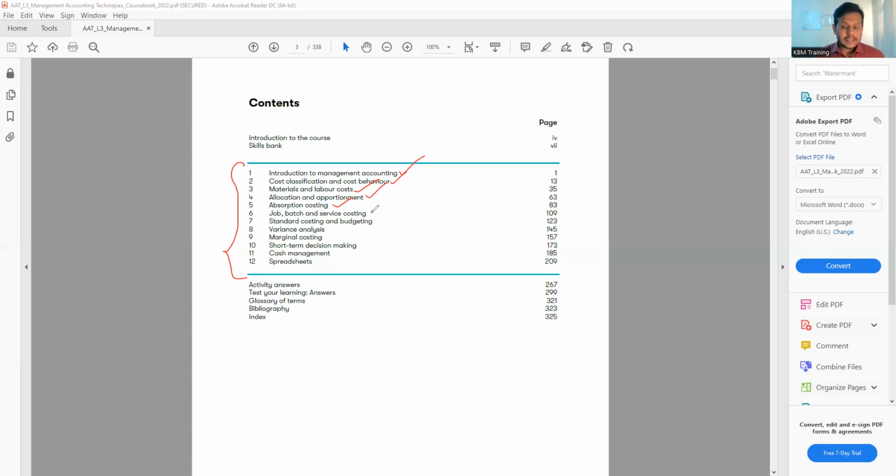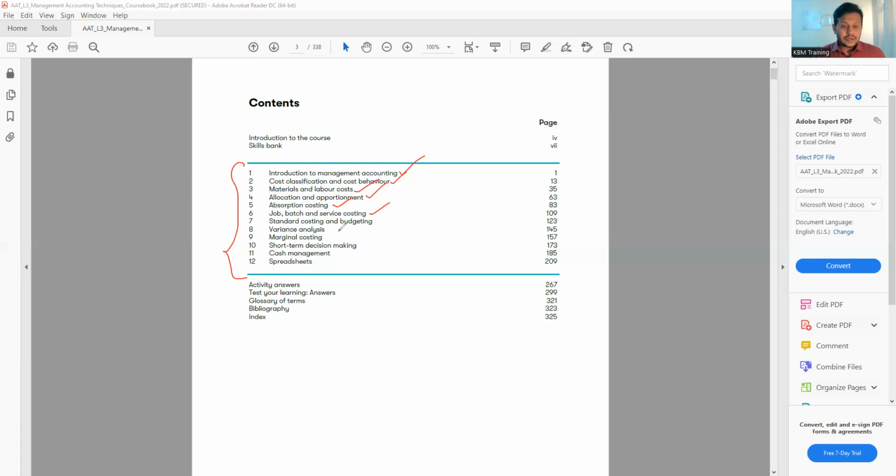Then we have job, batch and service costing. Here, what happens if we make many units at the same time, or we do a specific contract? For example, if we make pens, we may make thousands of pens at the same time, in one box. That is called batch costing. Job costing is about when you have a specific job, for example if we get a contract to make a house or a road. This sort of work is a job.